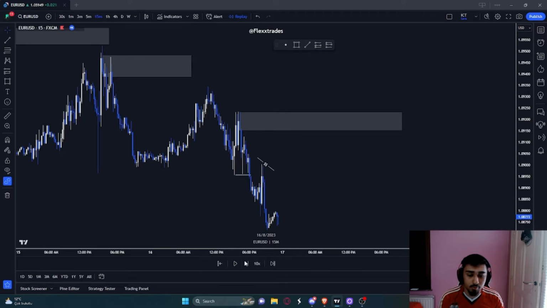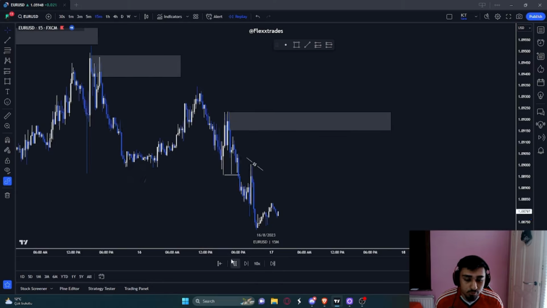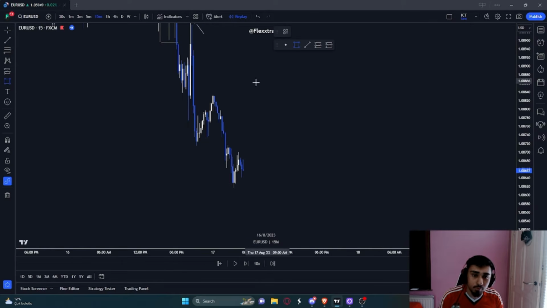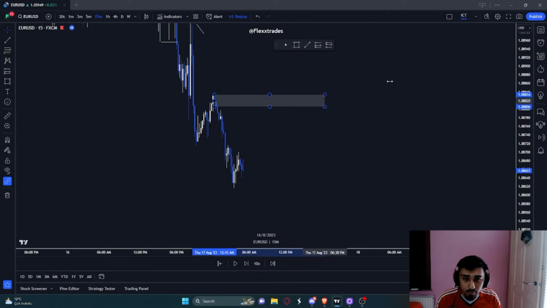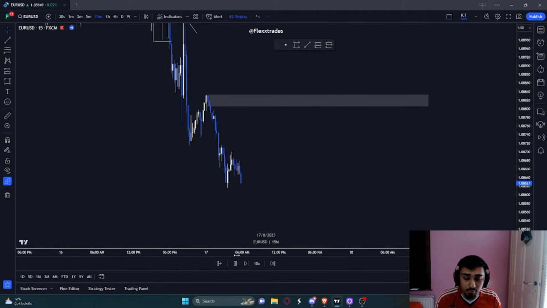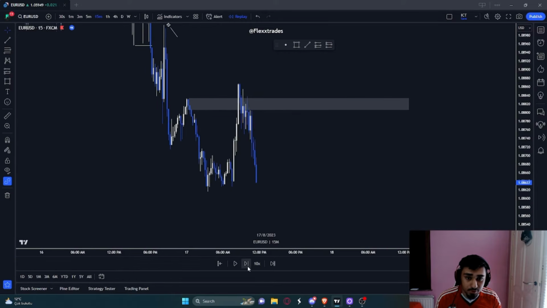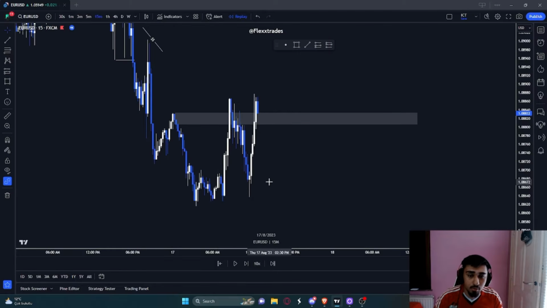This should all be common knowledge from the previous course. We had inducement, we had liquidity, and so on. And what do we have? Another break of structure. Simply go to mark out my supply, the first down candle before the big move. What do we see? We have a nice mitigation, nice reaction.